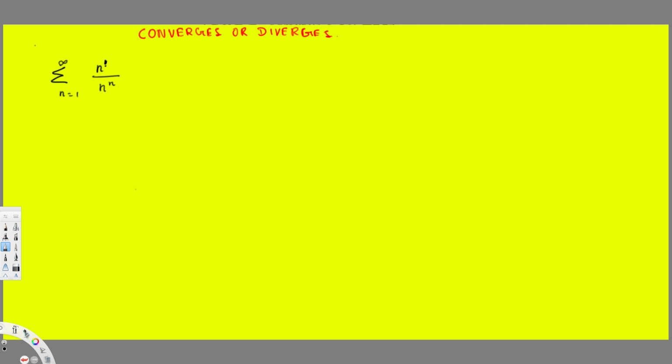Let's do this problem right here. So we have this function that is n factorial, and in the denominator we have n to the power n. Let's see whether this one converges or diverges.